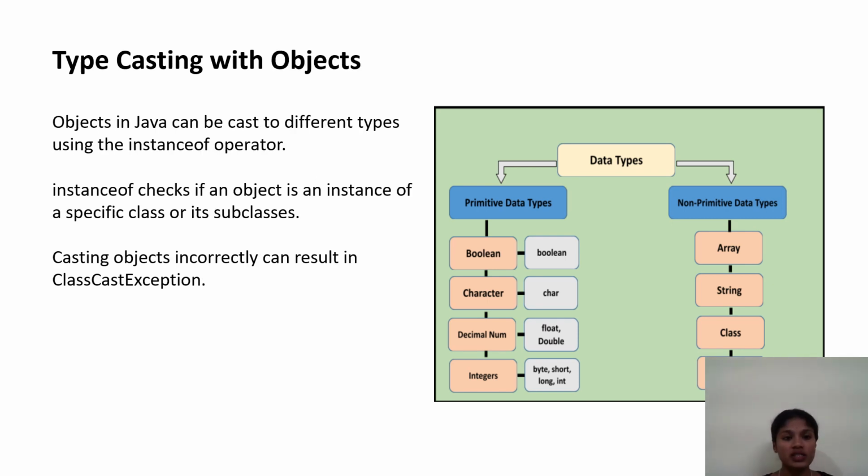Typecasting with objects. Objects in Java can be cast to different types using the instanceof operator. Instanceof checks if an object is an instance of a specific class or its subclasses. Casting an object incorrectly can result in a ClassCastException.